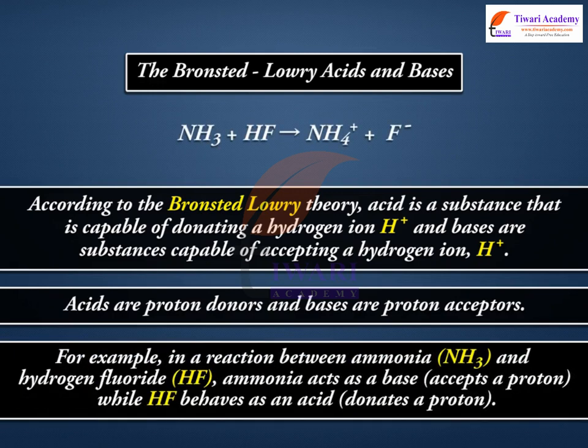For example, in a reaction between ammonia, NH3, and hydrogen fluoride, HF, ammonia acts as a base, accepts a proton, while HF behaves as an acid, donates a proton. NH3 plus HF give NH4+ plus F-.